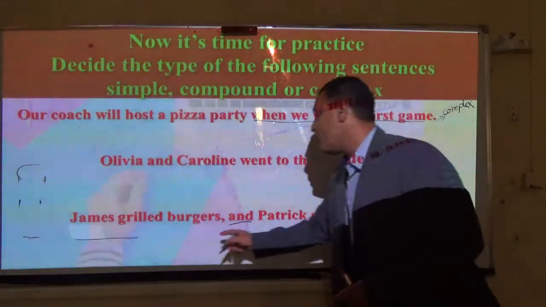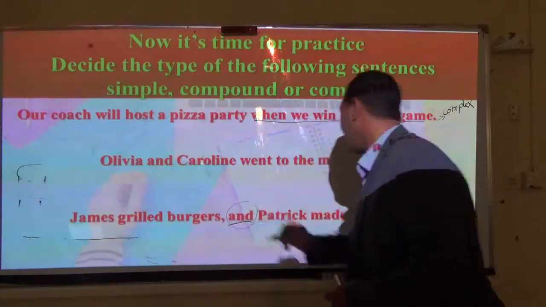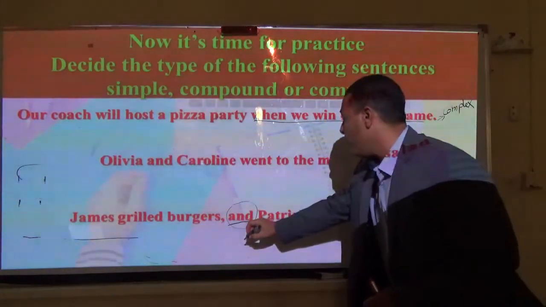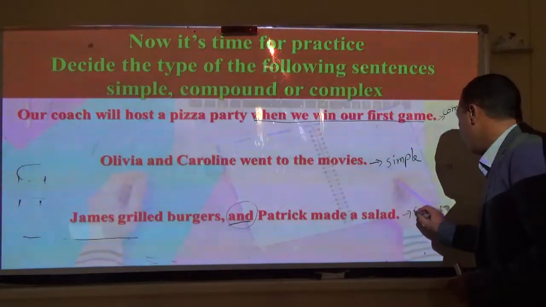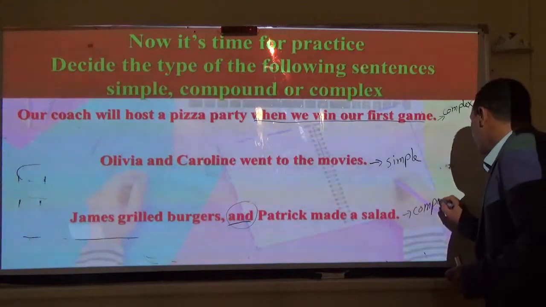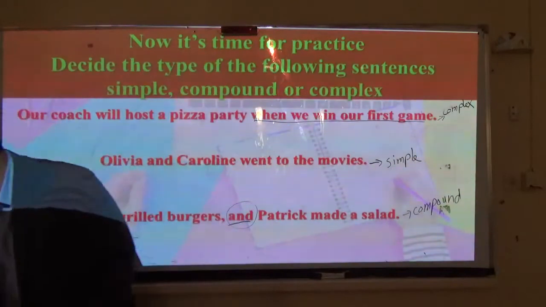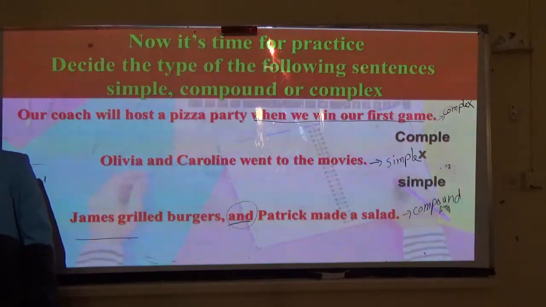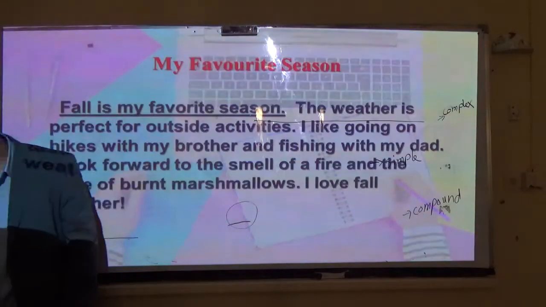What about the third one? James grilled burgers and Patrick made a salad. Here we join them with a coordinating conjunction, and, so it's a compound sentence. We're going to check. The first one, complex, you are right. What about the second one, simple? What about the third one? It's a compound sentence.